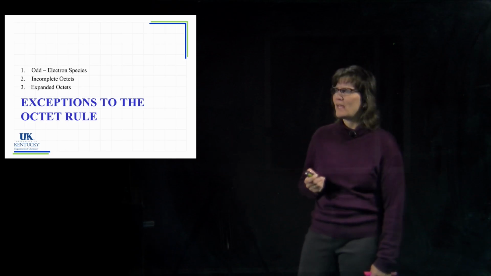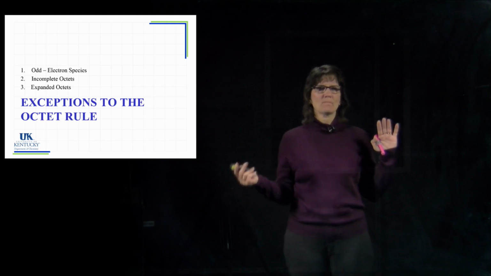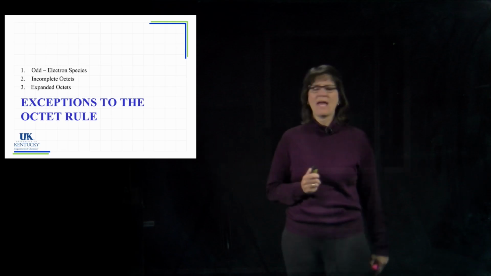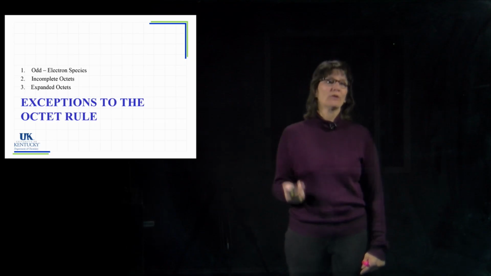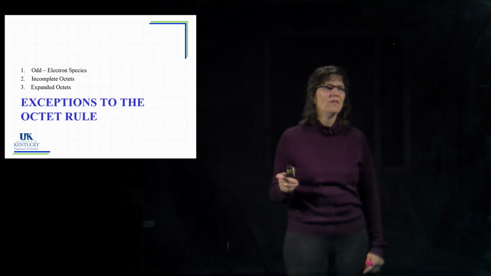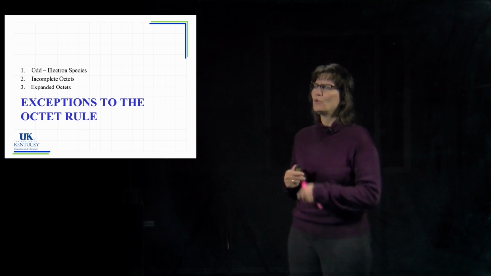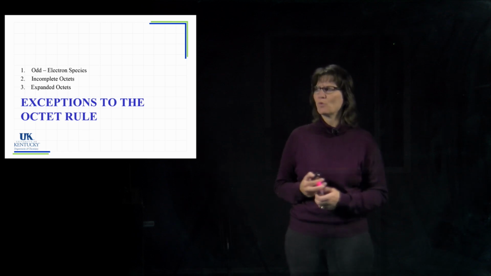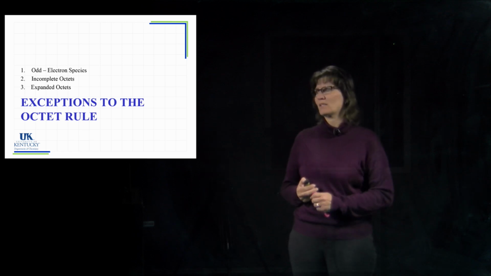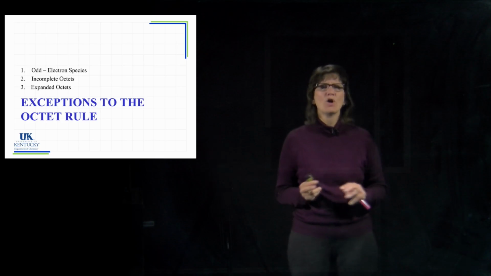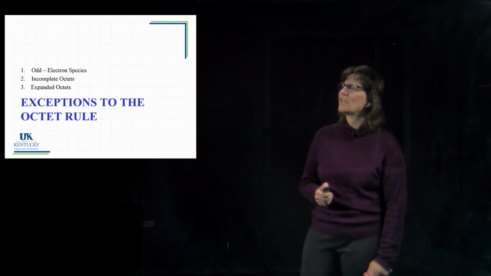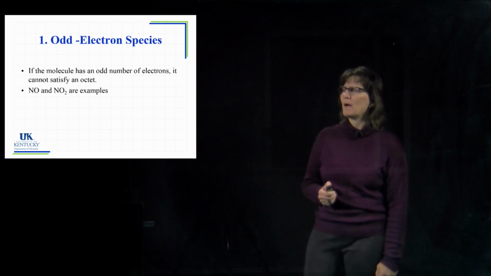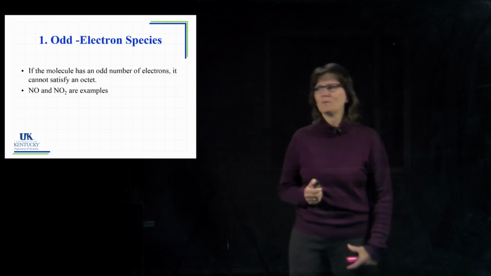This third one is a big exception. There's a lot of things that have an expanded octet. Now this would be in the world of inorganic chemistry. You won't see this in the world of organics. So those of you who just go on to organic chemistry, you won't see a lot of these expanded octet exceptions because carbon is not one of those elements that can undergo that exception. But let's look at them bit by bit. Let's start with the odd electron species.